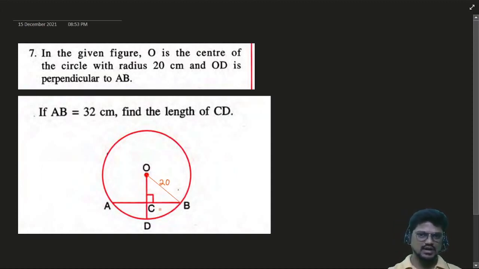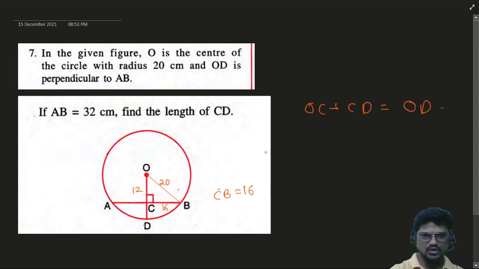Since it's a perpendicular, AB will get divided into two parts. So the value of CB will be how much? 32 divided by 2, that is 16. If this is 16 and this is 20, by using the Pythagoras triplet, what will be the value of OC? 12. If this is 12, we know that OD is 20. So we can find CD as OC plus CD equals OD: 12 plus CD, which we do not know, equals 20. So the value of CD is 8.